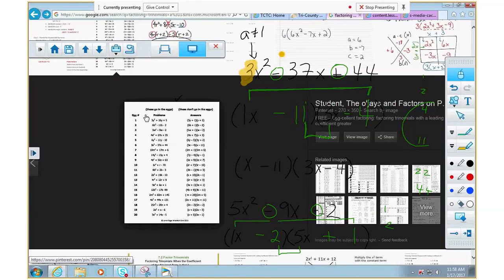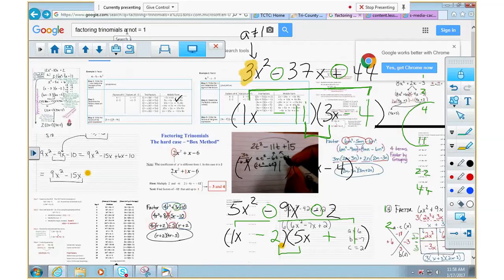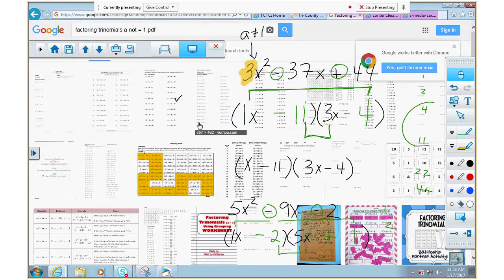Factoring trinomials a not equal to 1. That's all you have to do, and you can get all the worksheets you want to. Type in PDF behind it, and you can get all PDFs. There you go, right there. Print them out.